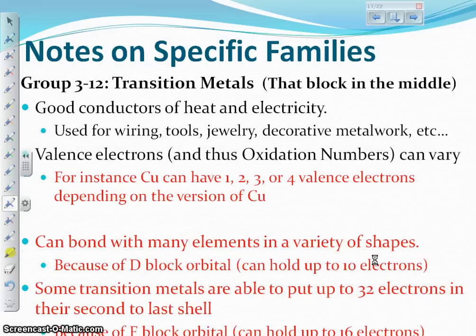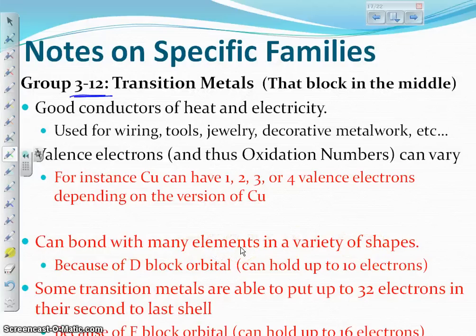Working our way to the transition metals, we're going to spend less time on these because they're a little more complicated, but this is groups 3 through 12, that middle block that's set lower. They happen to be great conductors of heat and electricity, and they've been used historically for wiring, tools, jewelry, decorative metalwork, basically anything that you're using metal for, or a metal you recognize, is in the transition metals. Their valence electrons and their oxidation numbers can vary. For instance, copper can have 1, 2, 3, or 4 valence electrons depending on which version we have. We'll talk about those a little later when we get to bonding. Because they happen to be in the d-block, which you've talked about a little bit, they can bond in a variety of different shapes.